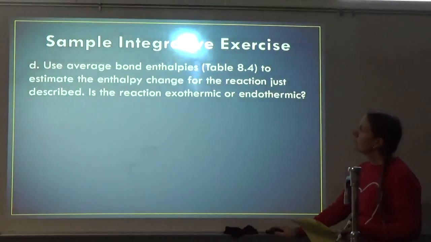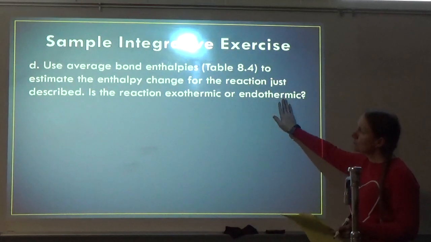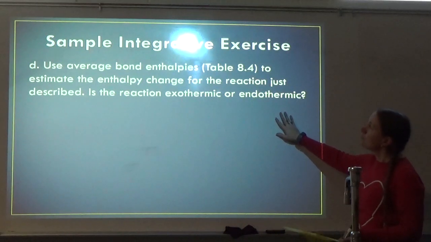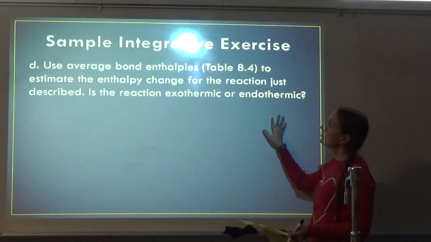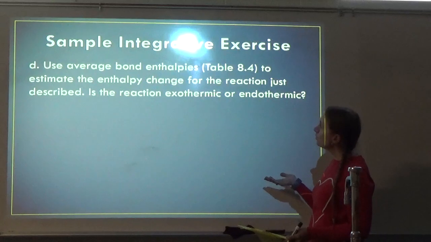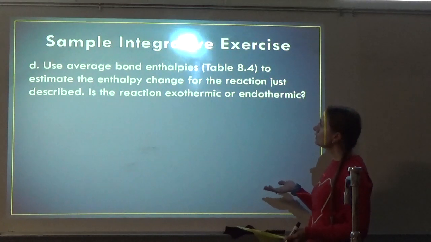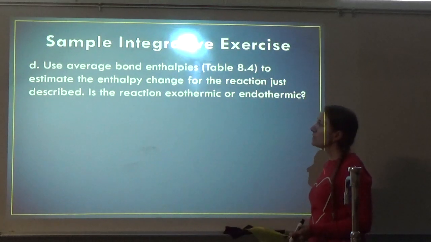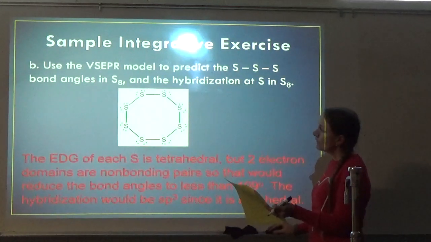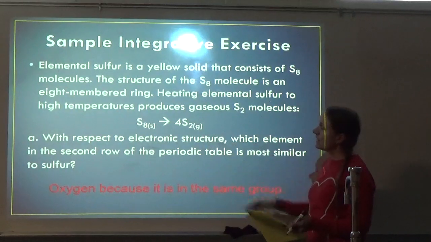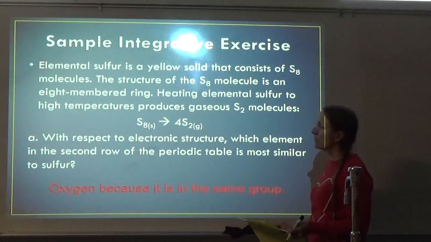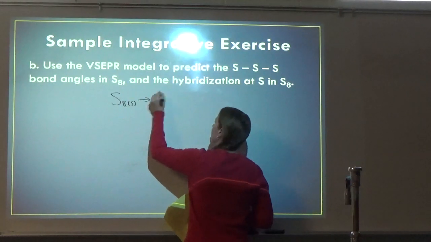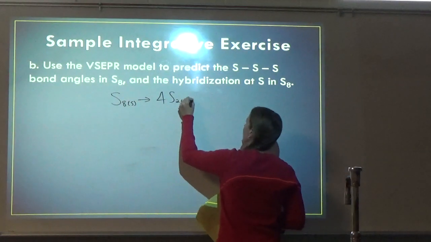All right. So then, okay, I skipped C for some reason, so we must not do that. So we're skipping on to D. So it says use average bond enthalpies from table 8.4 to estimate the enthalpy change for the reaction just described. Is the reaction exothermic or endothermic? Okay, so our reaction is this right here. S8 yields 4 S2 gas. Okay, so we have S8 solid yields 4 S2 gas.